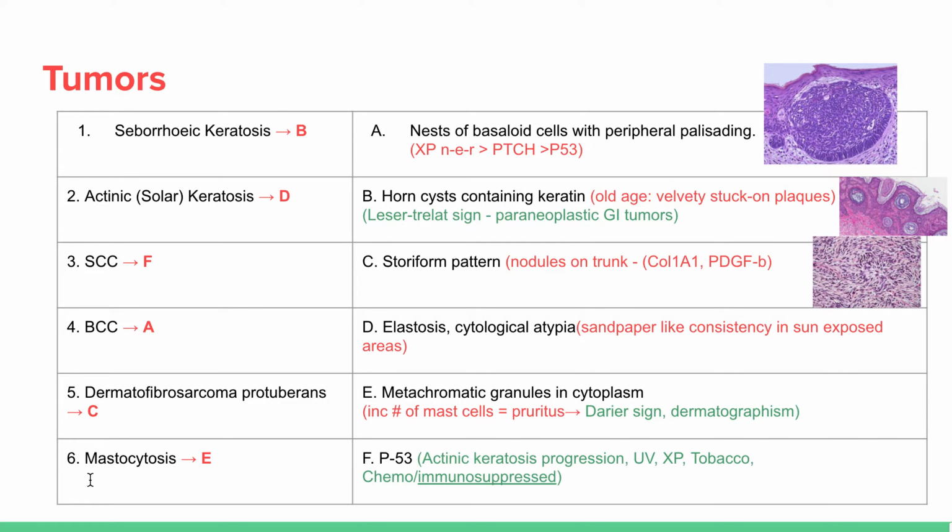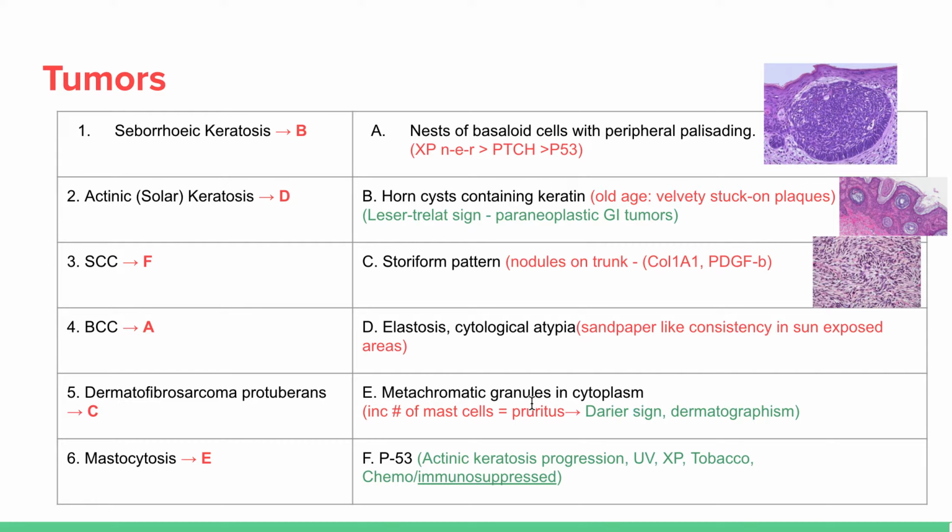Okay, and the last one is our mastocytosis. So mastocytosis, we actually see a lot of mast cells. So increased number of mast cells, they give you a lot of pruritus, all that histamine release. So what you're going to see is metachromatic granules in the cytoplasm. Those granules are just representing those granules that store the histamine within the mast cells.